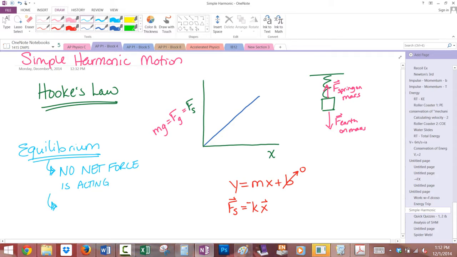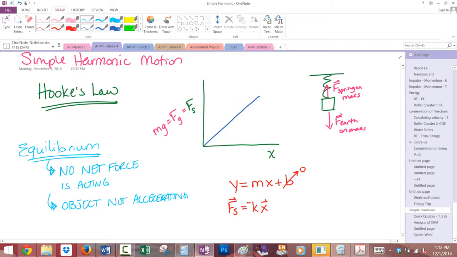And so that super smart part of you can also say that if there's no net force acting, the mass is not accelerating. There's no acceleration, right? That's Newton's first and second law. F net equals 0. That means what? Acceleration is 0. I'm going to say object instead of mass. So that's important too. The object isn't accelerating, no net force is acting when this thing is in equilibrium.